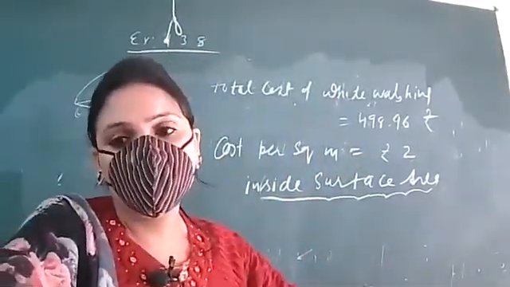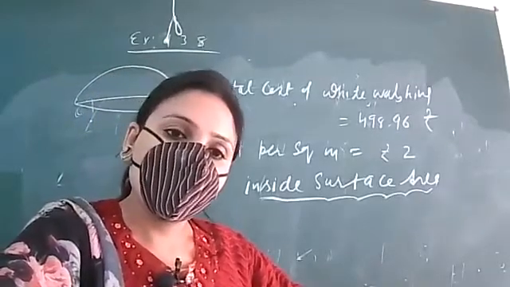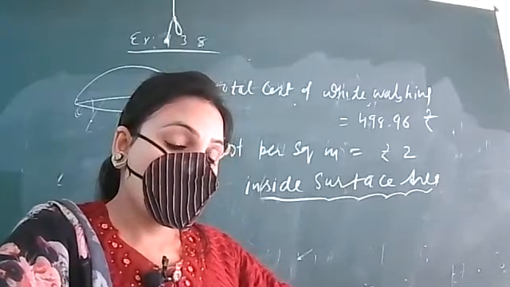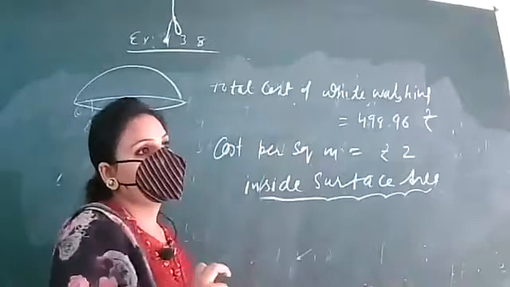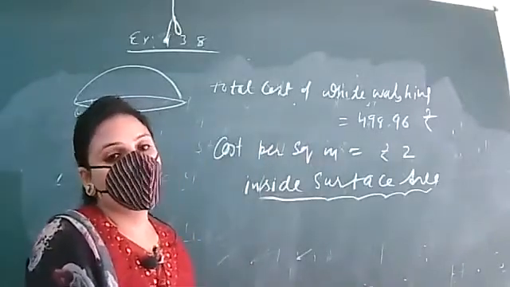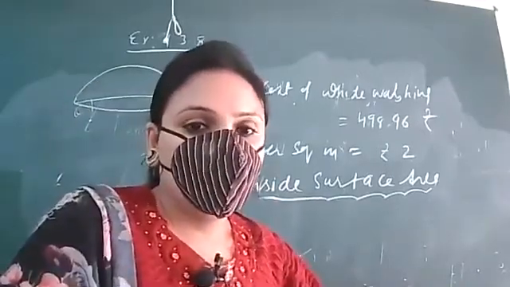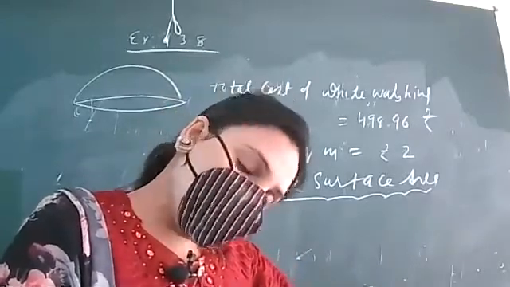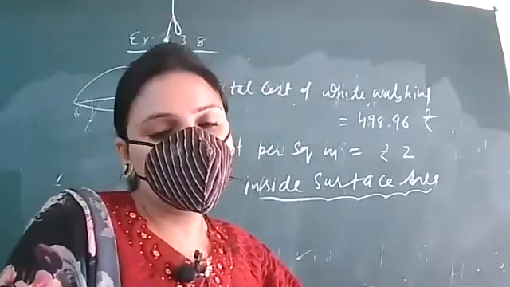Yes ma'am, meaning how much cost will it take to whitewash the inner surface area? No, what is the relation between these three? What is the relation between these three? Inside surface area, its total cost of whitewashing and cost per square unit. What is the relation between these three? This is my question.